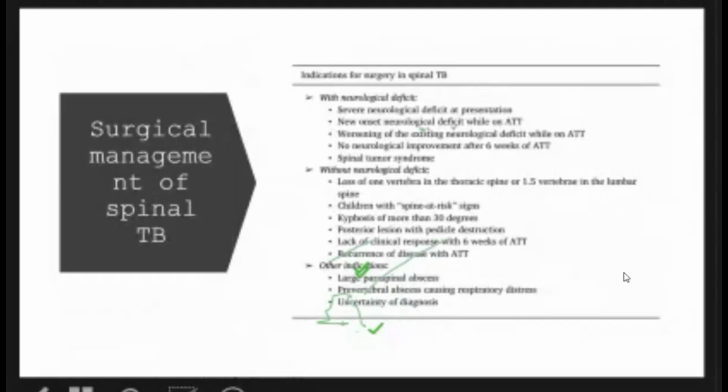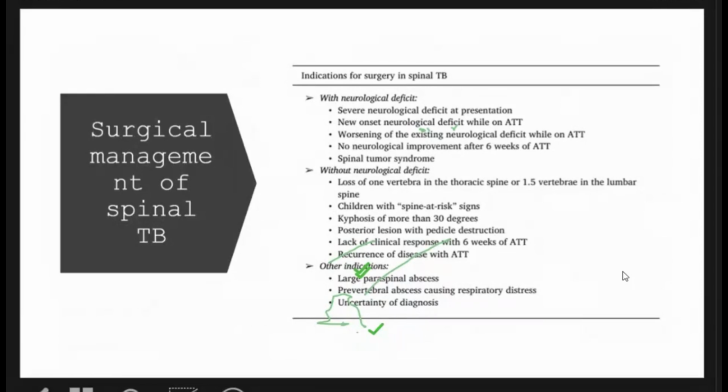So we have discussed that you can have various indications for surgery. It may be with neurological deficit, or without neurological deficit. The one we have not touched upon is if you have a large paraspinal abscess which is not remediable with ATT, which has not resolved, we can still operate.